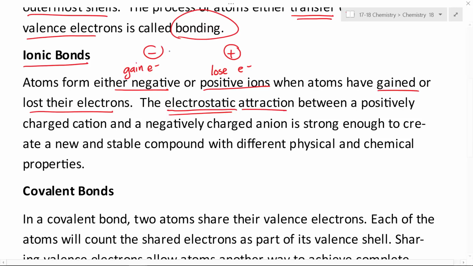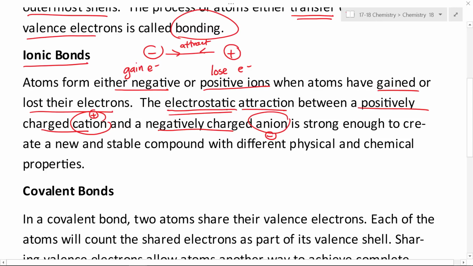It's basically attraction based on the charges of the particle. So in this case, positive would attract to negative. Likewise, negative would attract to positive. And the attraction between the positively charged cations, that's the word for positive ions, and the negatively charged anions, another word for negative ions. So positive and negative attract together.